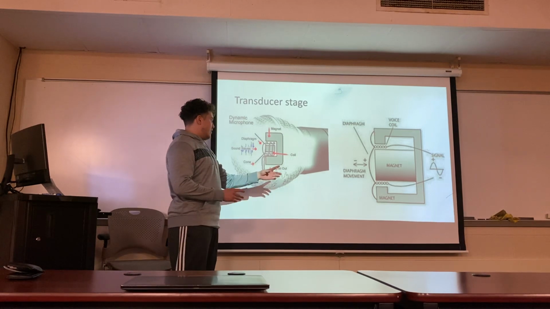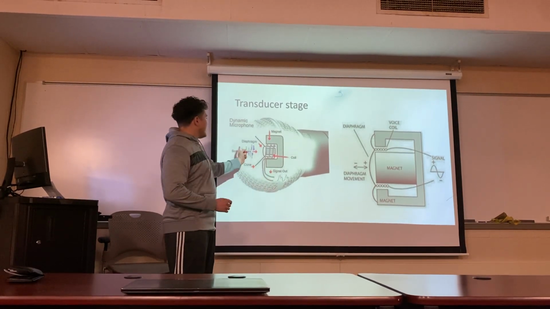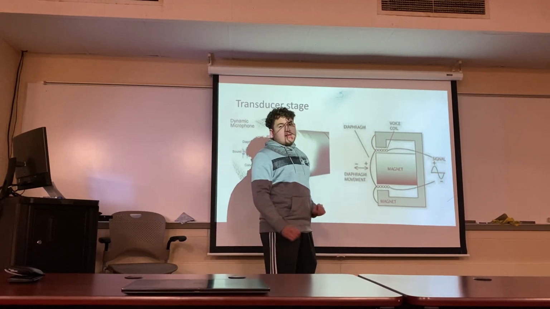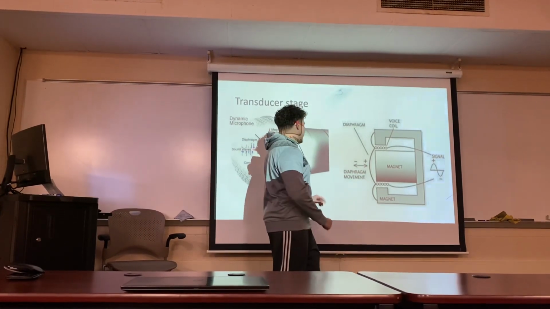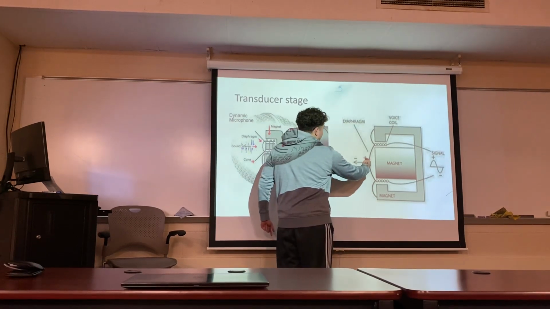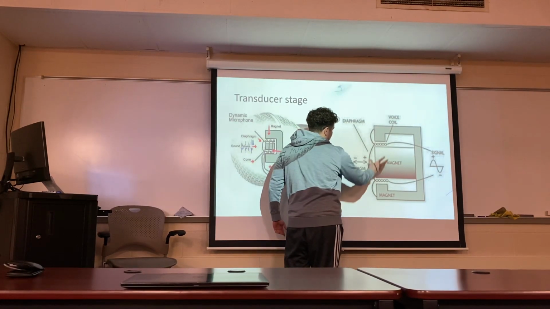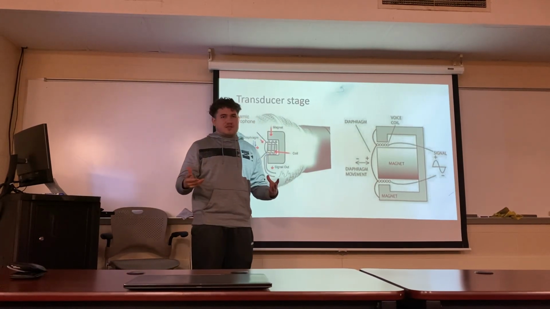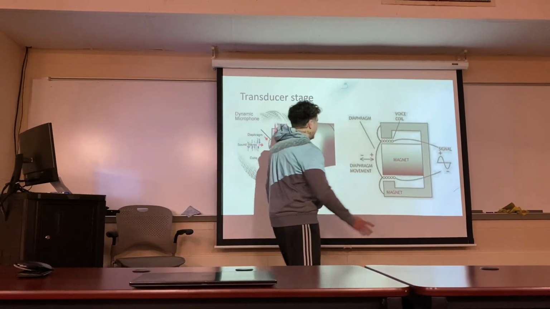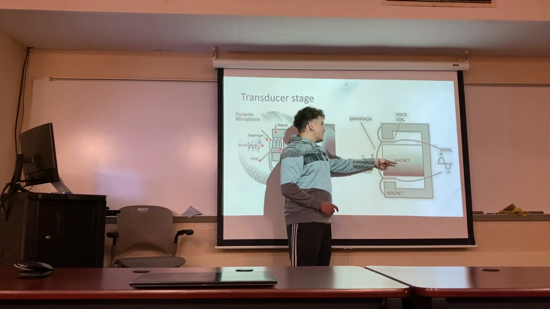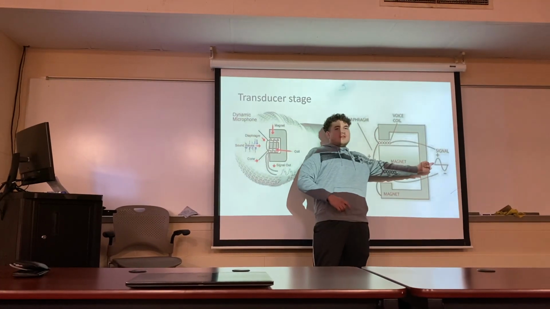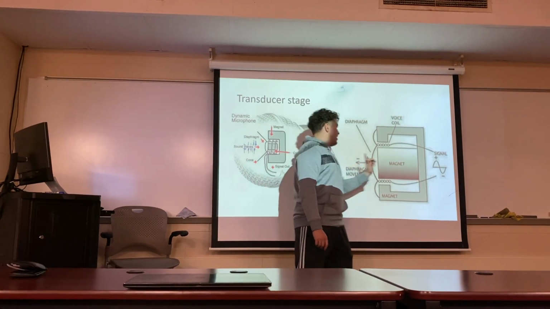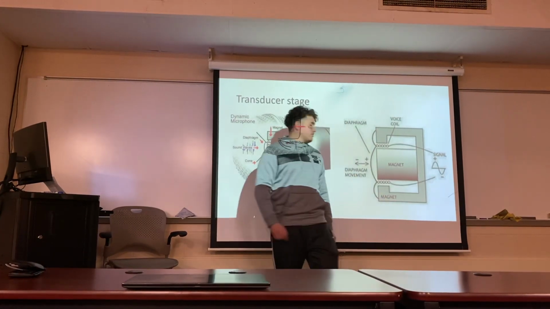So when the sound wave enters the diaphragm, it starts to oscillate at the exact same frequency as the sound. When this diaphragm moves in the positive direction, it disturbs the magnetic field, and it creates a change in magnetic flux that induces a voltage. So when this diaphragm oscillates in the positive direction, it creates a positive AC signal. When it moves in the negative direction, it creates a negative AC signal.